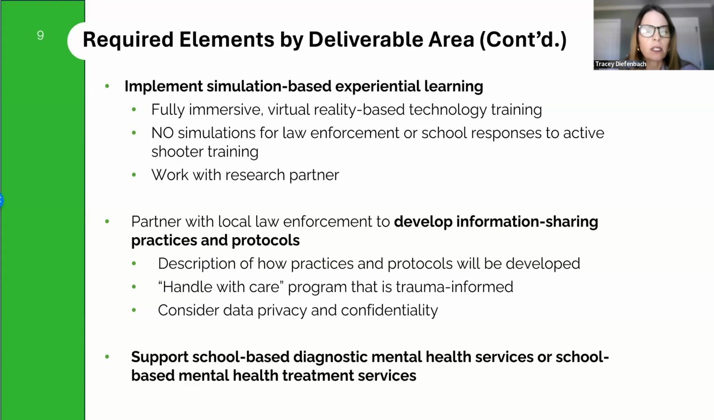Deliverable Area 7 is for projects seeking to implement simulation-based experiential learning, in which your trainings must be fully immersive, virtual reality-based technology training to improve responses to school incidents such as bullying and other class management scenarios. This may not include any simulations for law enforcement or school response to active shooter training. You must include a research partner to assist in the training development, monitoring, and evaluation.